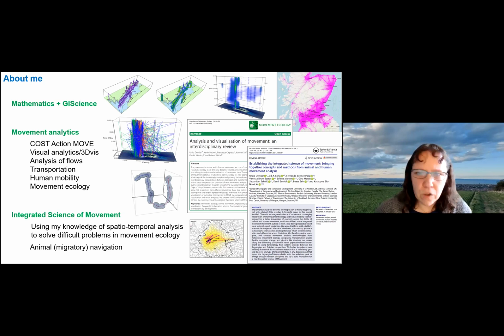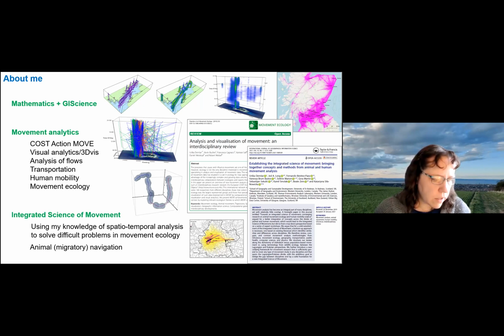If you're not familiar with cost actions, these are European networks where you have people from the whole of Europe working on a similar topic. And MOVE was a bit unusual because it had methodological researchers on one hand, so people who are doing GI science and computer science and so on. And on the other hand, there were people who were actually interested in movement as a phenomenon in their discipline. So they were collecting movement data on people, animals, and so on. So we had transportation people, people who study human mobility, people who study movement ecology.